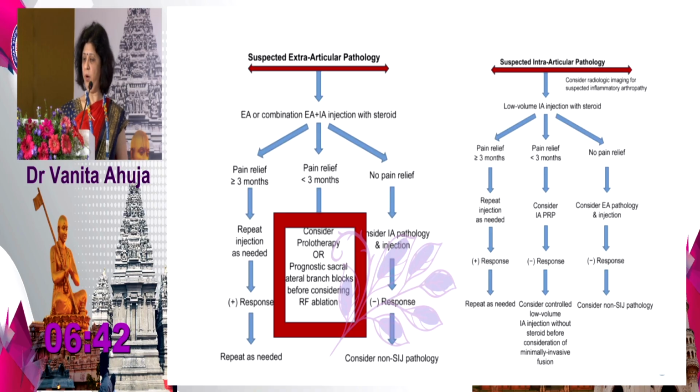And more important on the intra-articular pathology is when you have given an intra-articular block and the patient has good pain relief, then you can repeat it. But if it is not there, then you can consider use of PRP, although the evidence is still not very great about it. But the most important point is that we need a surgical consult when we look at the intra-articular pathology of an SI joint.